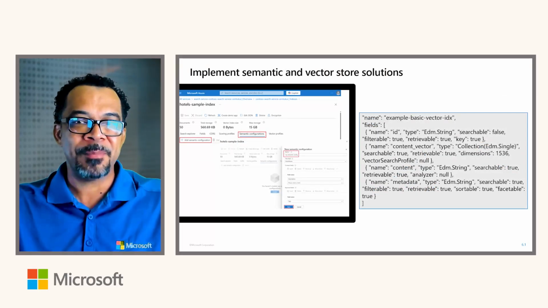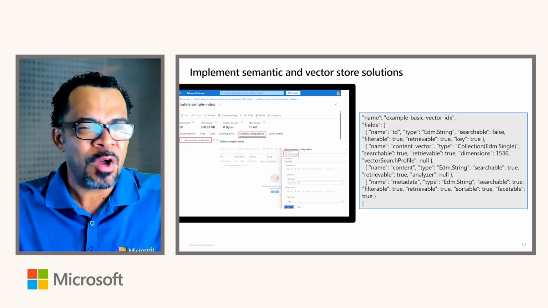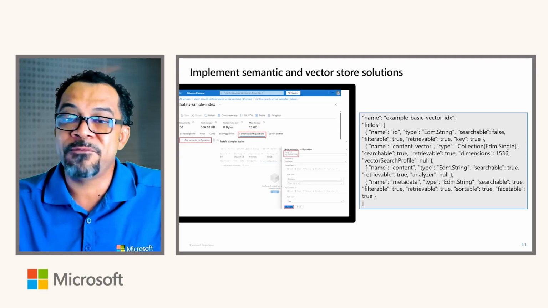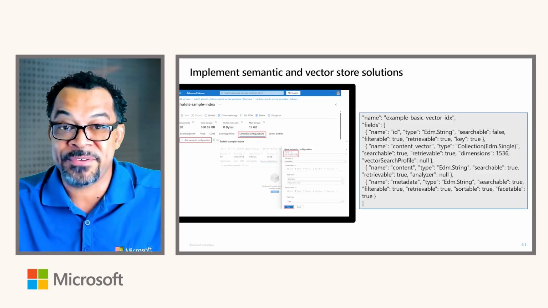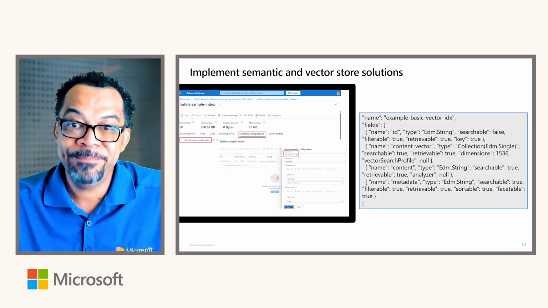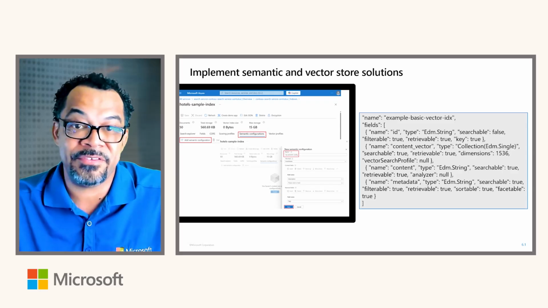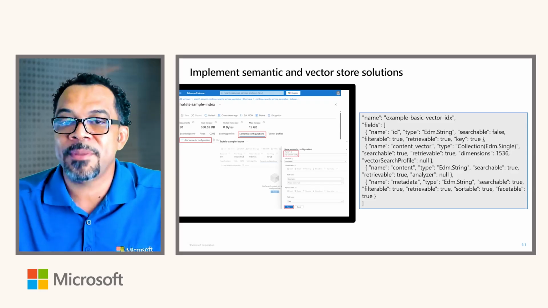Remember the steps to implement semantic ranking. You also need to understand the steps for creating a vector index and know that vector stores require more fields besides vector fields. For example, a key field, ID in this example, is an index requirement.